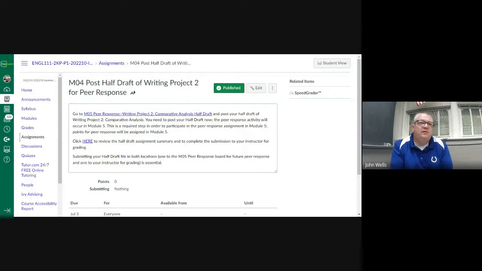And then the final piece that we have is a second discussion board. Now, this one is a little bit different because in Module 5, you're going to do some peer review. You're going to be looking at each other's work and sharing some feedback with each other. That's in Module 5. At the end of Module 4, when you turn in your half draft, you're also going to post it on this. Please make sure you do both, okay? You submit your half draft on that assignment, and then you post it on the discussion board as well. Remember to do both of those, please.